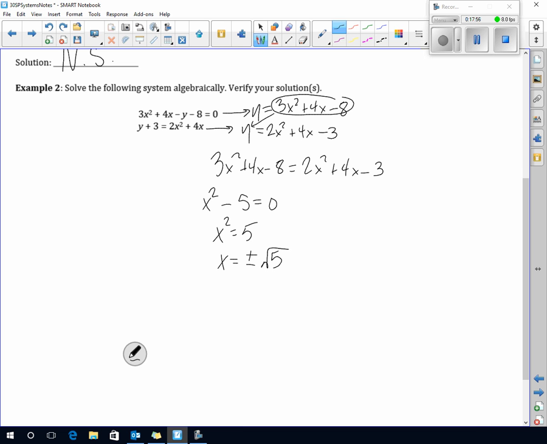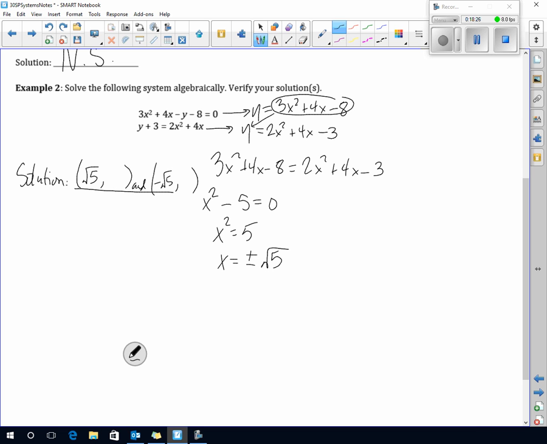Well, I guess the first thing first, does everybody see that my solution is two answers here, right? It's going to be root 5 comma something and negative root 5 comma something. I just got to figure out what that something is. So do you see you're going to substitute root 5 in and negative root 5 to get what the y's are, right? Not this whole thing together.